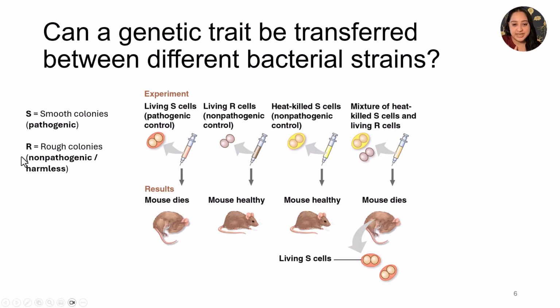So it might get a little bit confusing, but that's why I wanted to put this to the side. S means smooth, and that's the pathogenic one. R means rough, and that's the non-pathogenic or the harmless ones, just like I kind of showed on the other one.